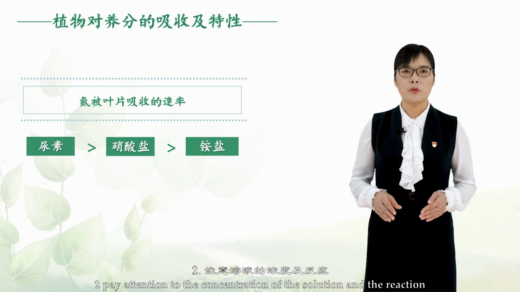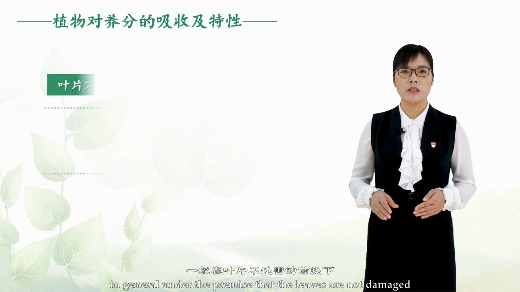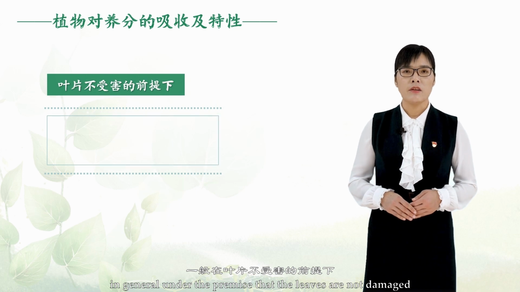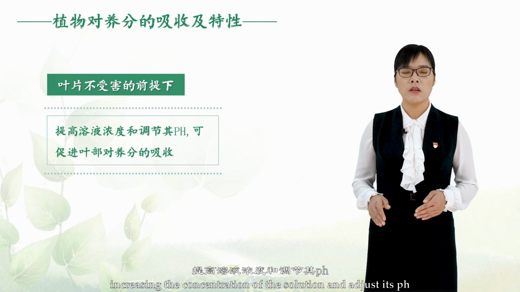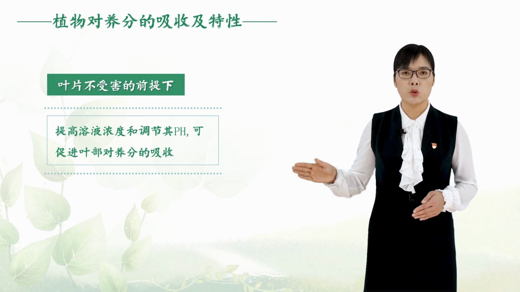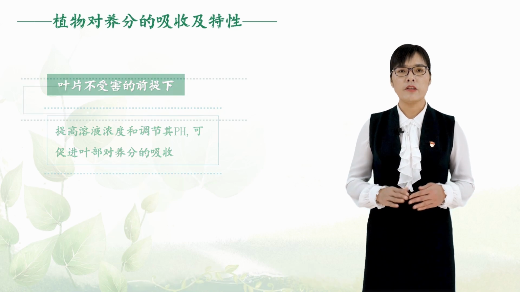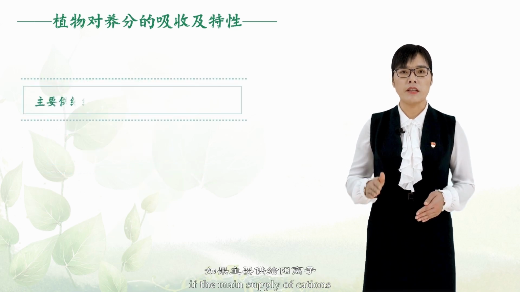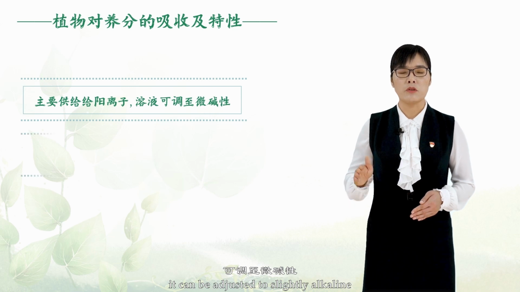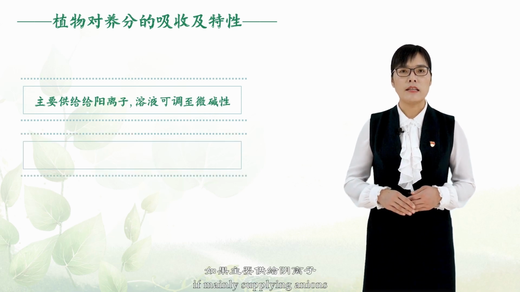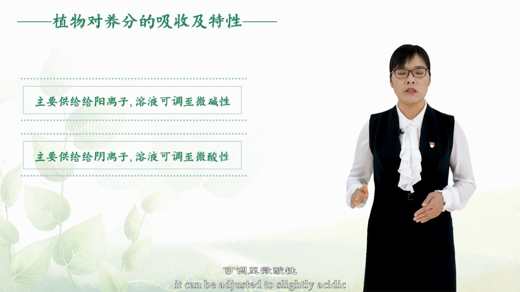2. Pay attention to the concentration of the solution and the reaction. In general, under the premise that the leaves are not damaged, increasing the concentration of the solution and adjusting its pH can promote the absorption of nutrients by the leaves. If mainly supplying cations, it can be adjusted to slightly alkaline. If mainly supplying anions, it can be adjusted to slightly acidic.